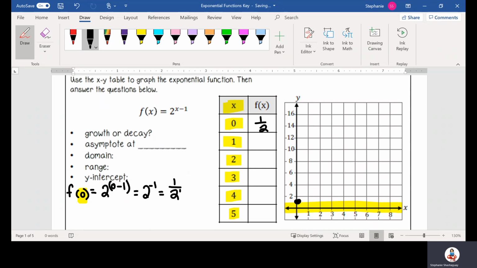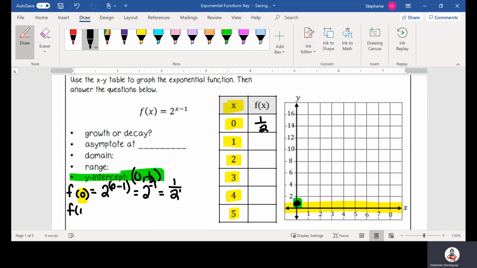So it would be right, actually it would be a little bit lower because that is 2. So I'm going to be right here. So that means that my y-intercept is going to be equal to 0 and 1/2. What is the range of this function? Oh, sorry, we need to finish doing our inputs.